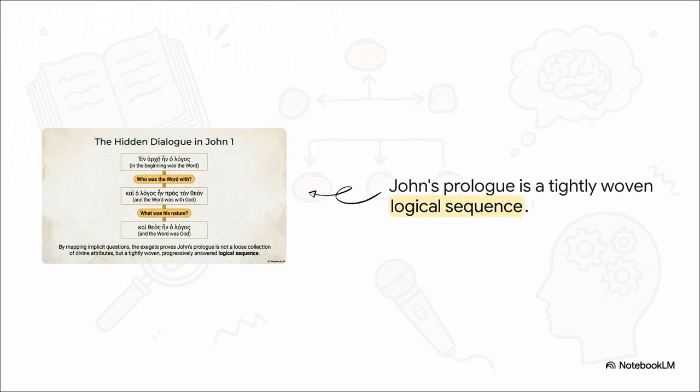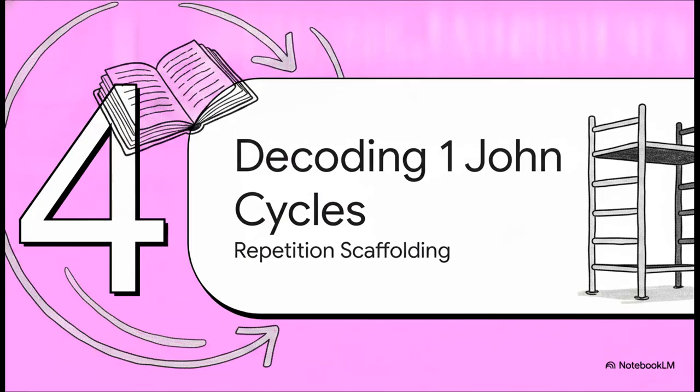John anticipates this perfectly, and the Word was with God. The reader then thinks, okay, but what was his nature? John answers, and the Word was God. By mapping these implicit questions, you get this massive aha moment. It proves John's prologue isn't a loose collection at all. It is a tightly woven, progressively answered logical sequence. It's absolute genius. Moving on to Section 4, decoding as cycles in 1 John, repetition as scaffolding.